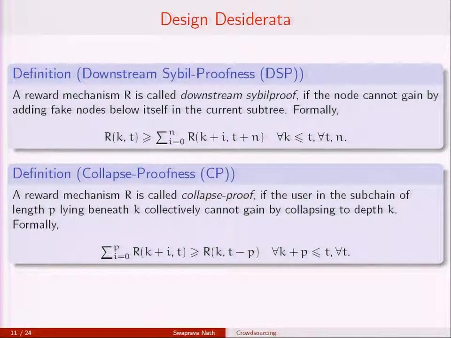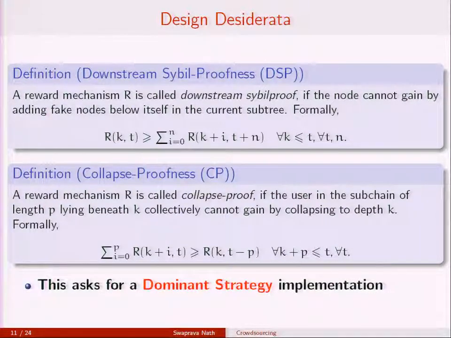The first property that we have already said is that in the original mechanism, the reward that you are going to get should be more than if you create fake nodes. Together with your fake nodes, the reward is smaller. And we also want collapse proofness. That means you are better off not colluding with someone else and reducing to a single node. So these are the two very important properties.